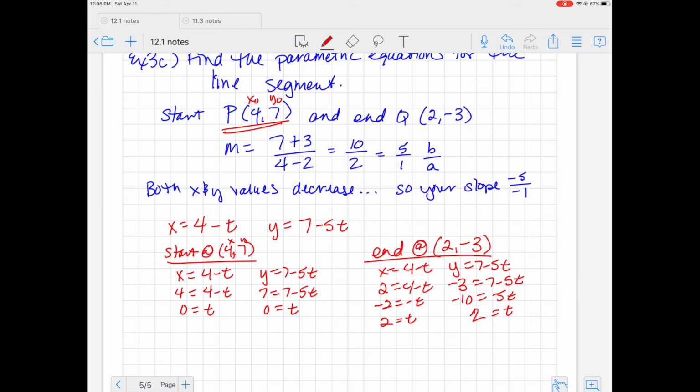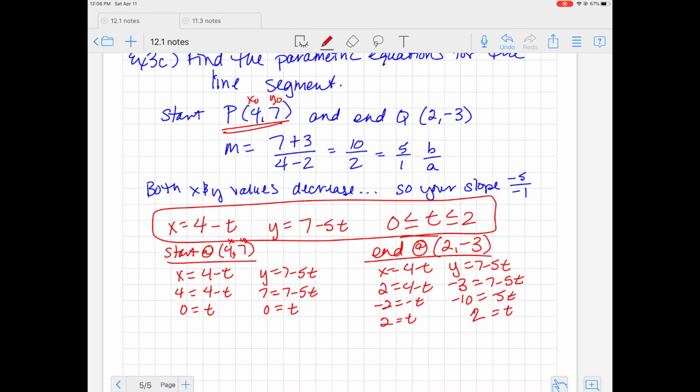So I start and I end. So now I have my parameter set up here from 0 less than or equal to t, which is less than or equal to 2. So anytime you have your parametric equations, you have to start off with the beginning parameter and you end at the end. So what your beginning is and what your end is.